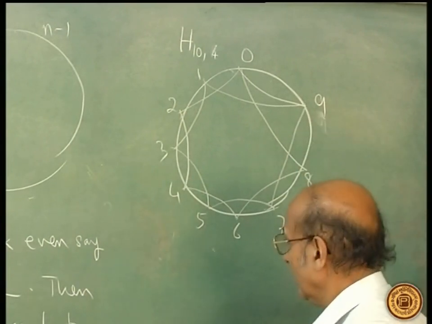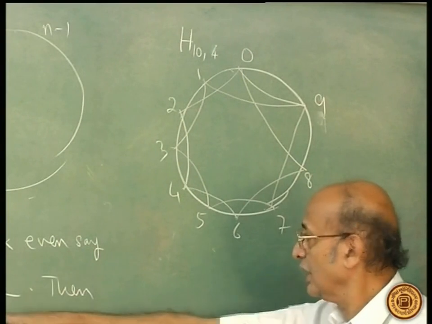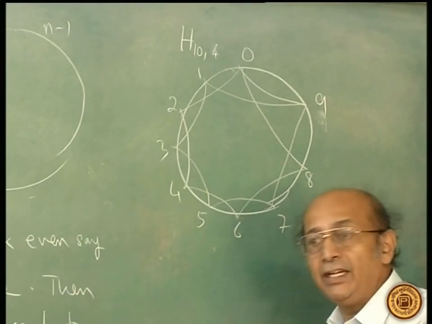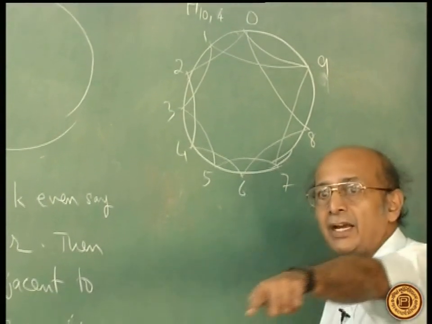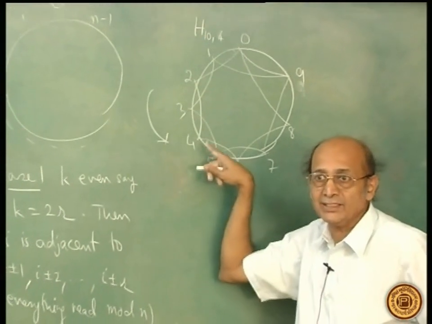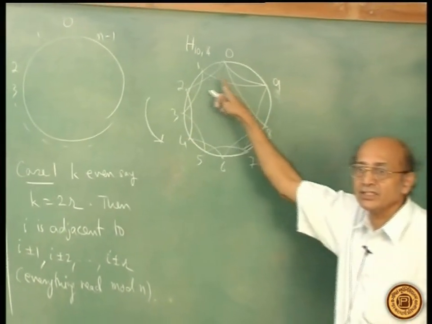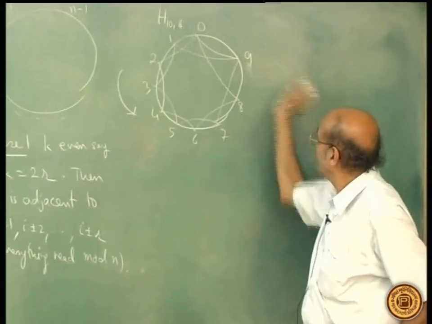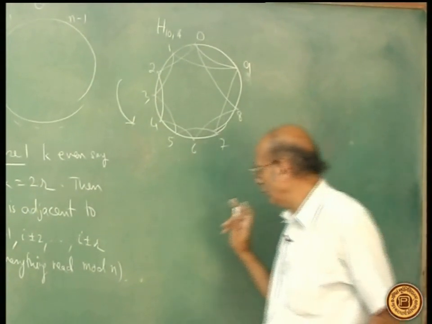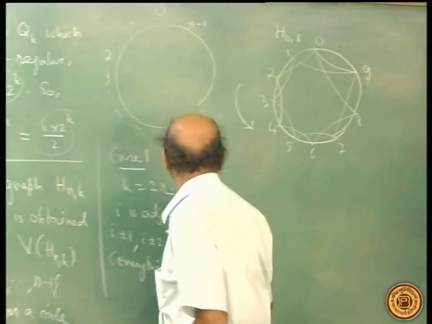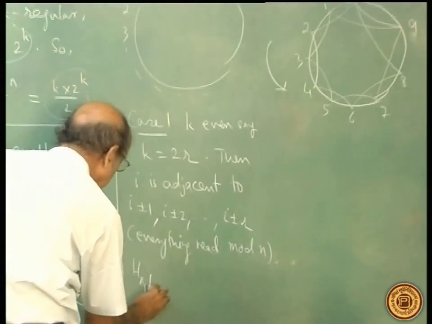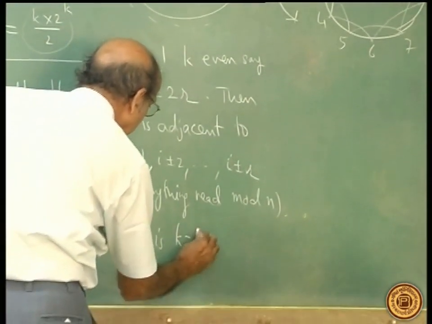Each vertex here has degree 4. In general, each vertex will have degree k. It is adjacent to r vertices ahead, reading things counterclockwise, and r vertices behind. So the total degree is 2r, equal to k. K regular.